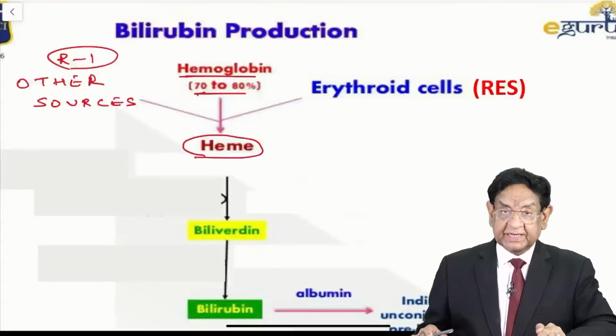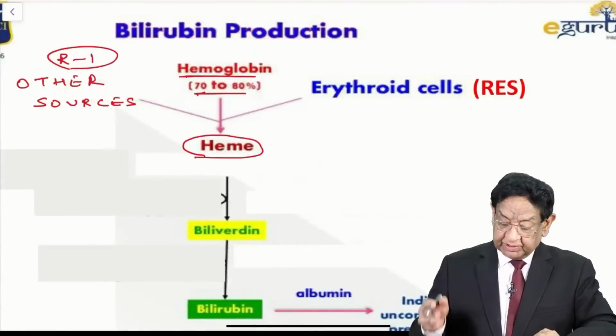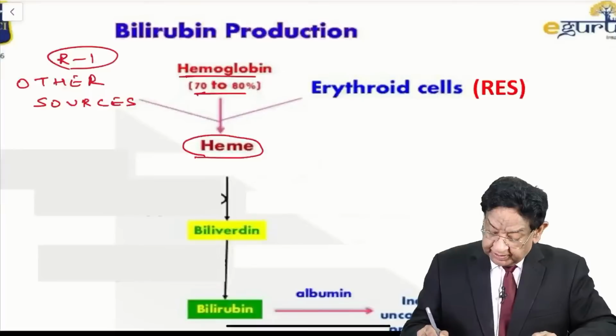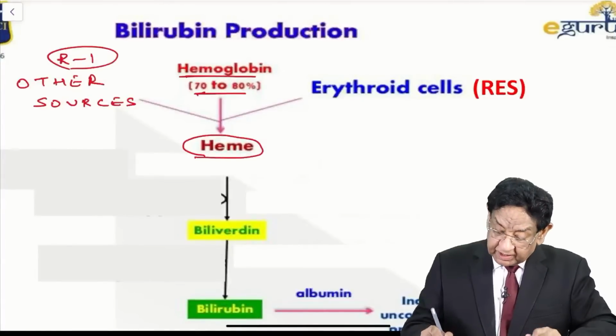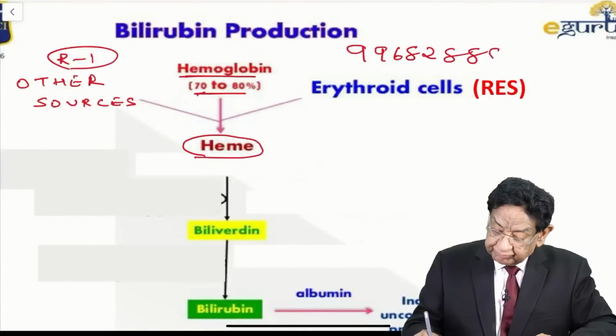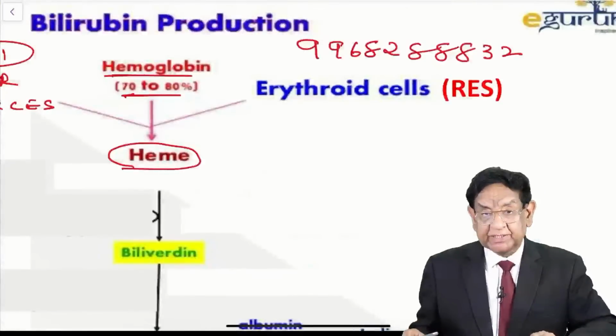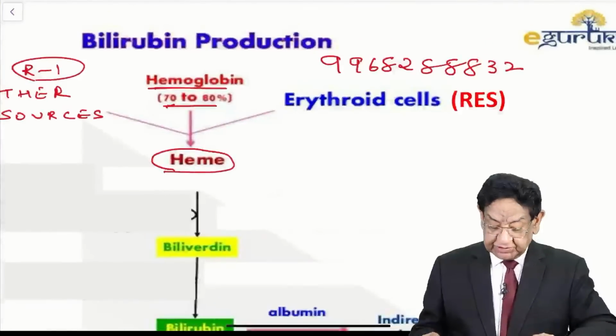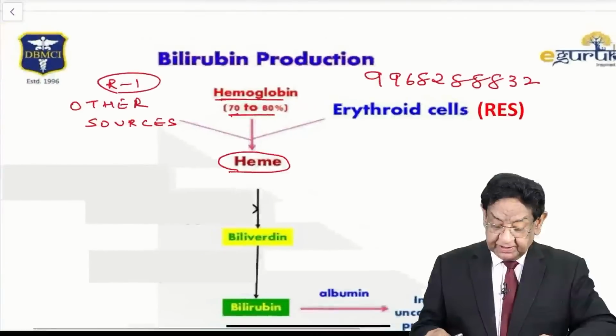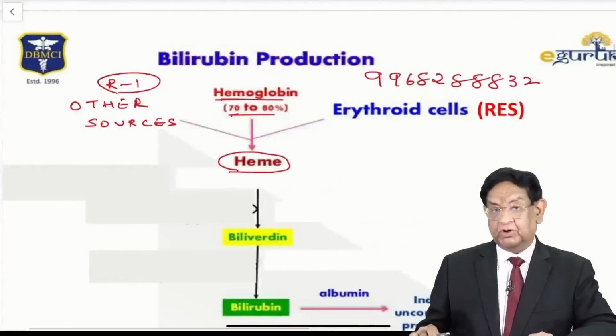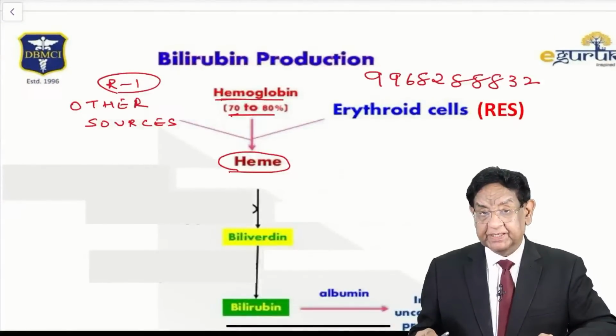Rather, I can say one thing more. What you can do, you can very well send this answer to my personal WhatsApp number. You send it right now, my mobile is off, but you can send. The question is, send me the answer. Okay, what are the other sources of heme?